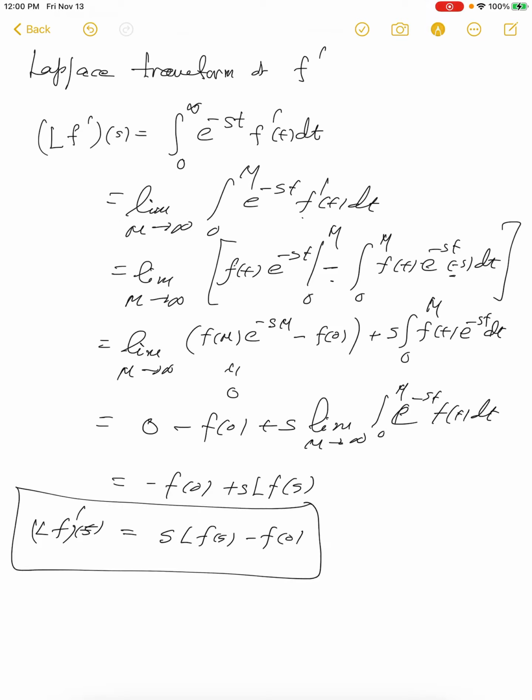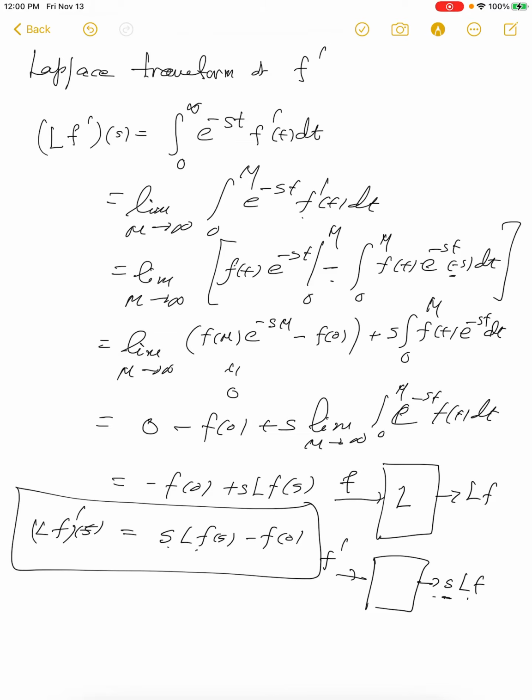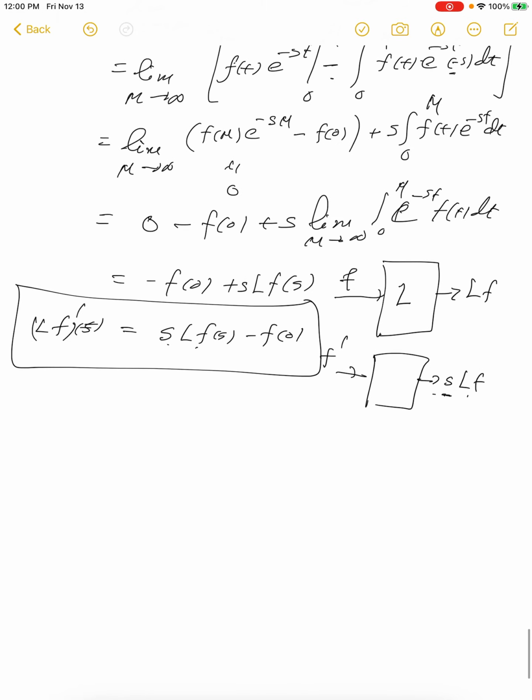In this sense, now you see what happens. Think of this like engineers do, the linear transformation as a kind of black box. You pass f into it, what comes out is L f. So if I pass f prime, what comes out is s times L f. In other words, differentiation on the left side gets converted into a multiplication on the right side. So this formula is the indication of why differential equations are going to be converted into algebraic equations.